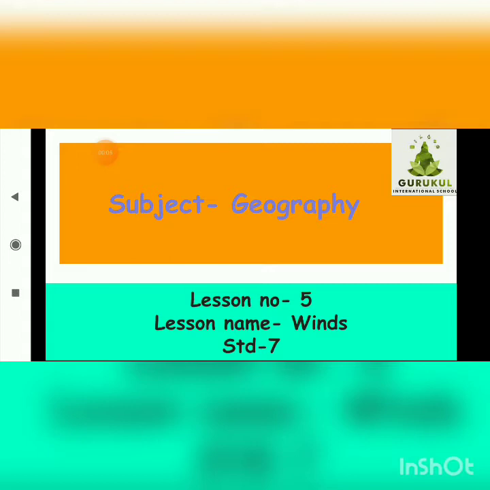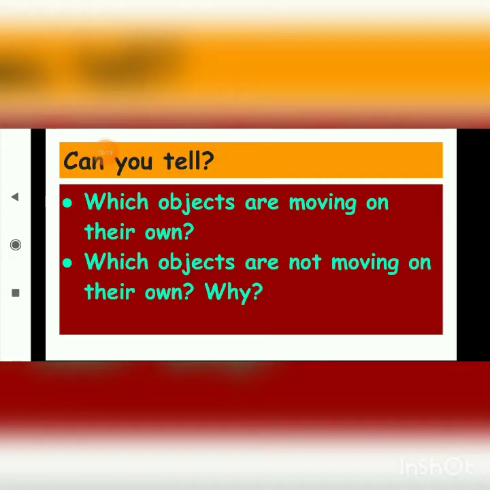Students, today in geography, we will be learning lesson number 5 and the name of the lesson is Winds. Students, when you sit at home and look outside the window, which objects do you see that are moving on their own and which objects do you see that are not moving on their own?